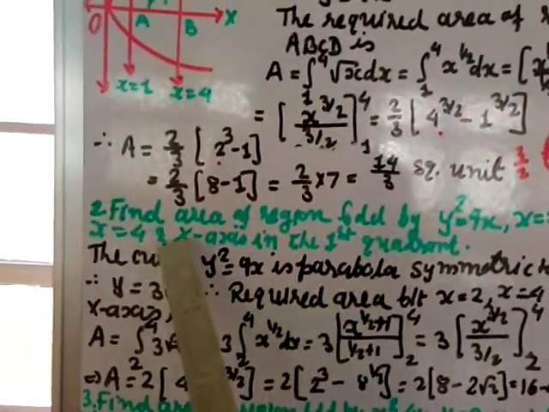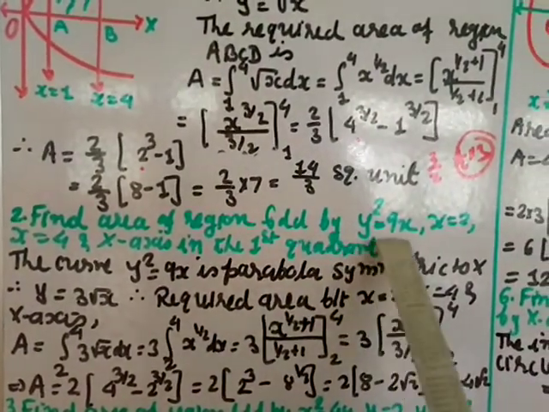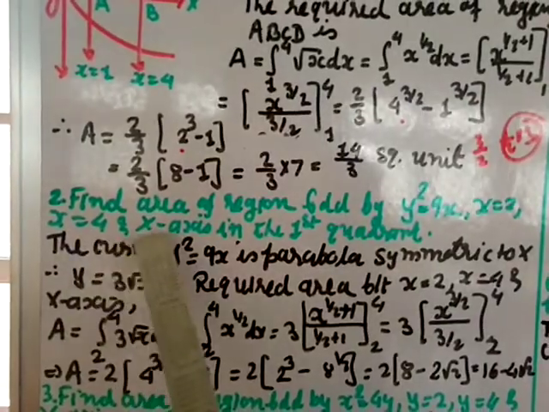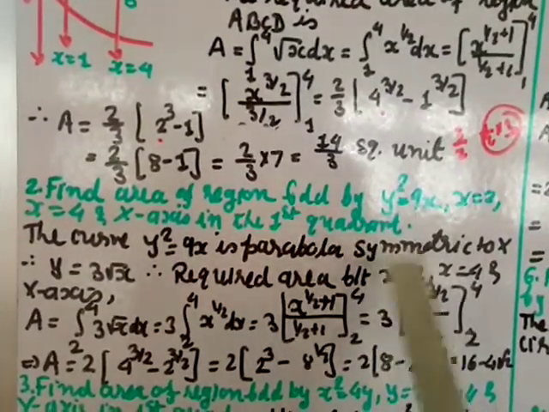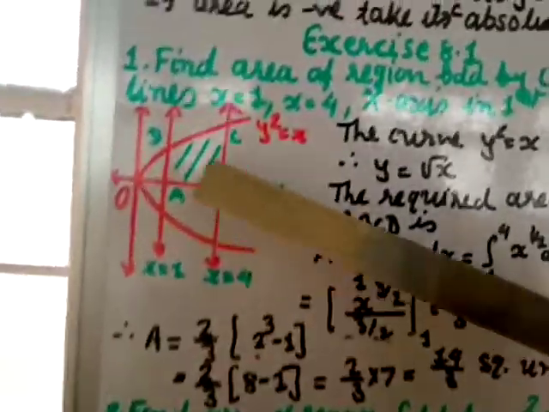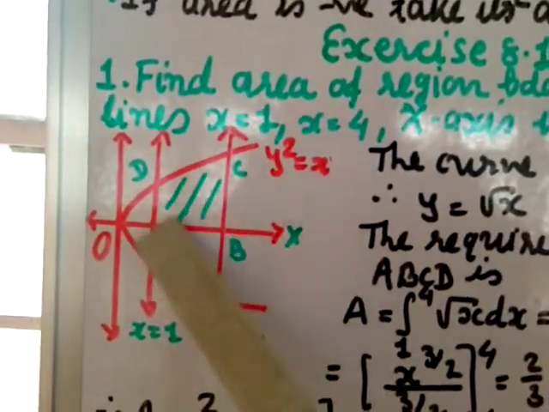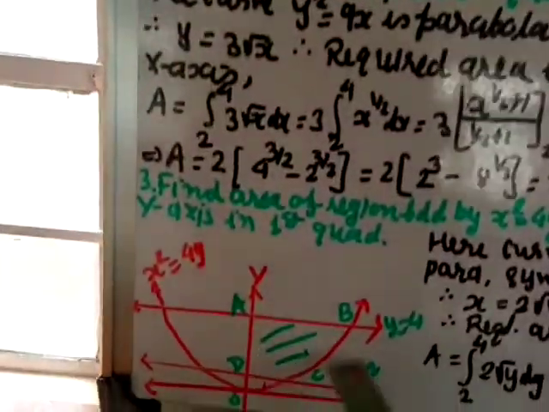Question number 2, find the area of the region bounded by y square is equal to 9x, x is equal to 2, x is equal to 4 and the x-axis in the first quadrant. Here also it is the first quadrant. If they ask for the total, then you have to multiply by 2. If it is only the first quadrant, it means only this part.